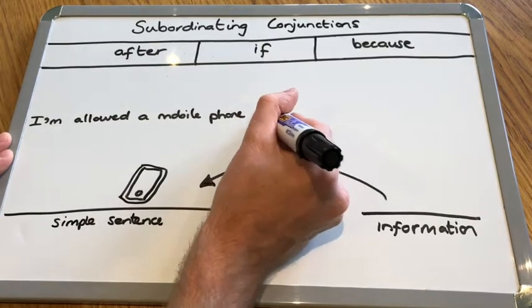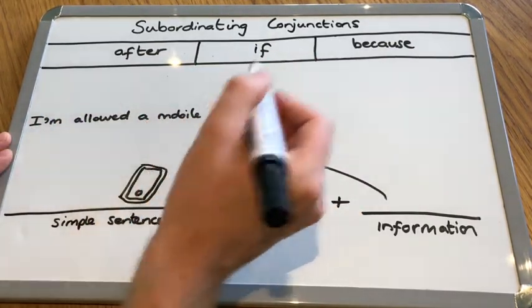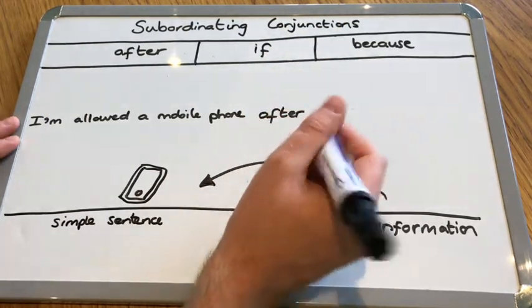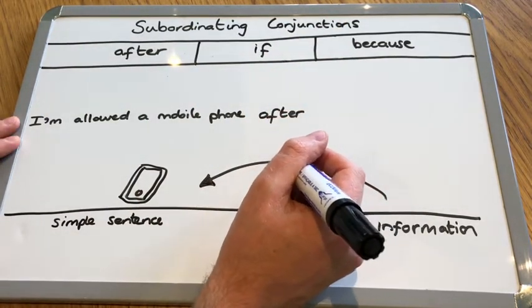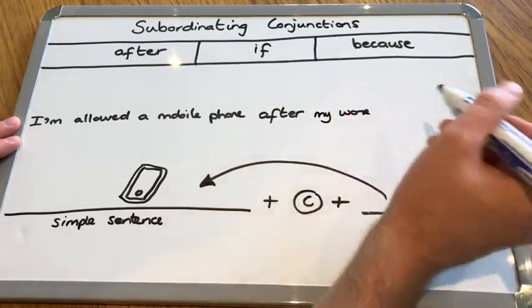Let's just take the first one, after. So I'm allowed a mobile phone after. Can you finish the sentence off? You could pause the video. Now I've come up with one. I'm allowed a mobile phone after my work is finished. I think that sounds pretty sensible.